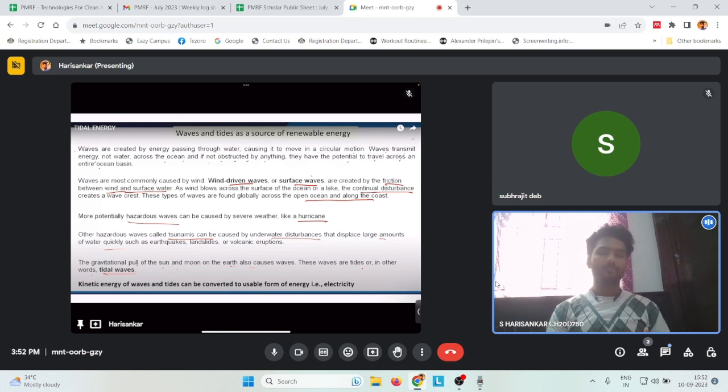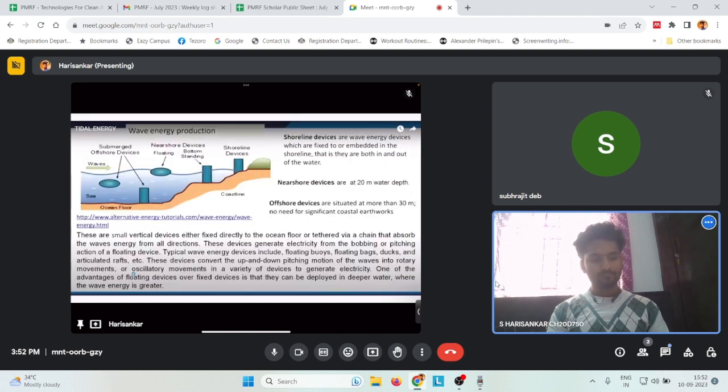So how do we generate electricity or energy from these tidal waves? The kinetic energy of the waves and tides can be converted into electricity. So basically, that is how tidal energy is put to use in order to generate electricity. So we convert the kinetic energy of the waves and tides into electricity.